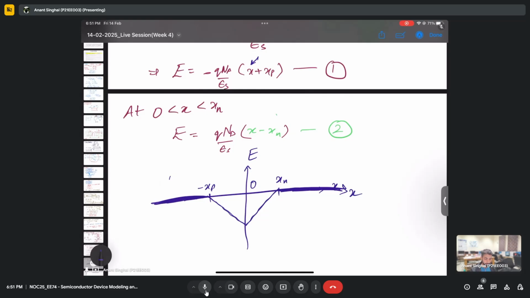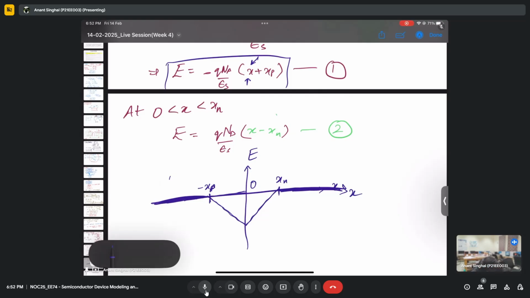Can you explain again? Okay. We have this equation for the region from 0 to minus xp. At minus xp, if you put x as minus xp, the electric field is 0, because minus xp plus xp is 0. We already established this boundary condition for the electric field.